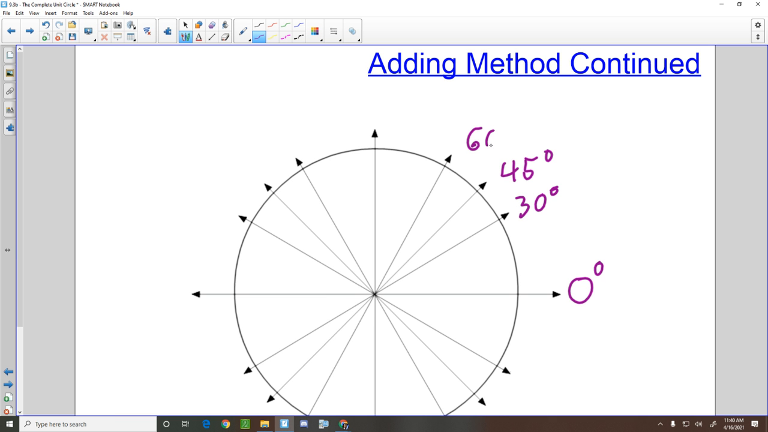45 plus 15 is 60. And then 60 plus 30 is 90. So look how I'm adding 30, 15, 15, 30. And that got us up to 90 degrees.